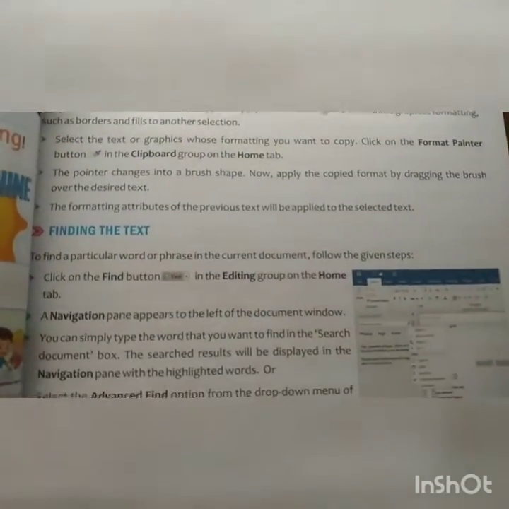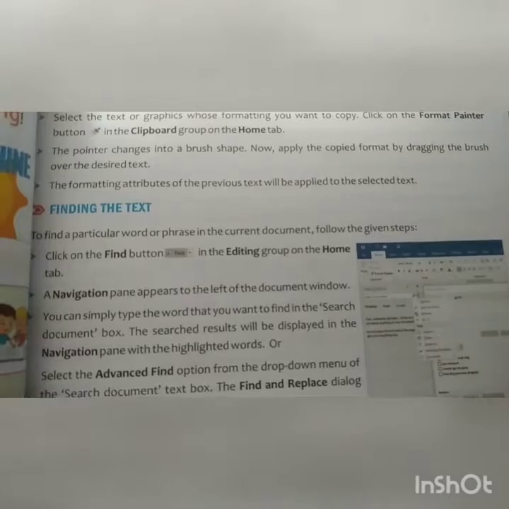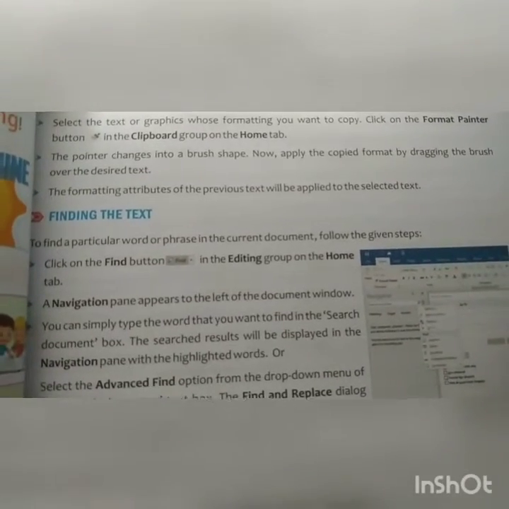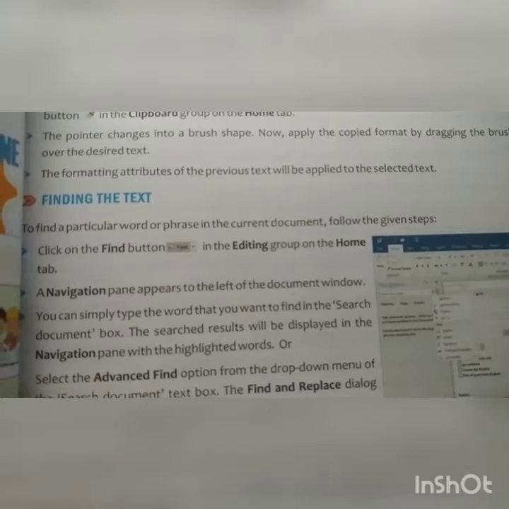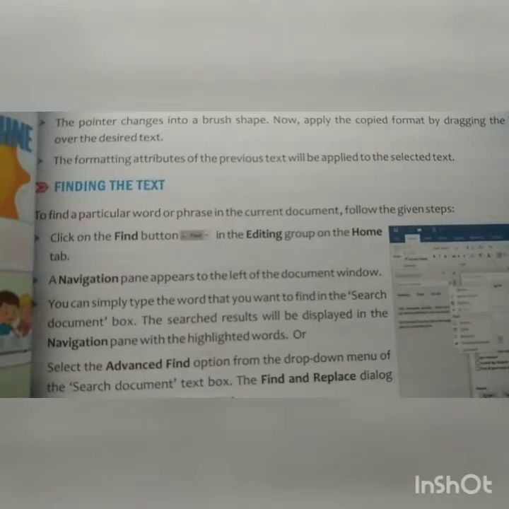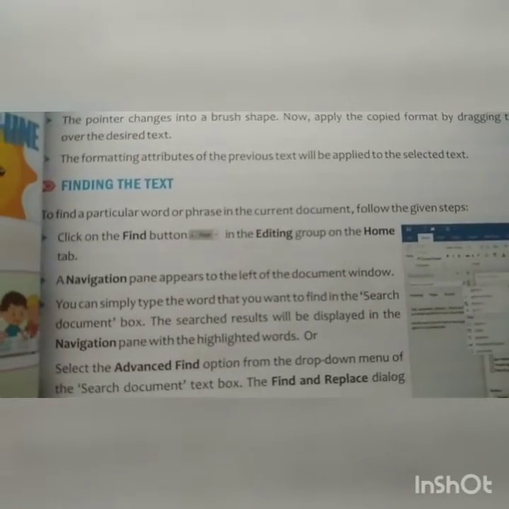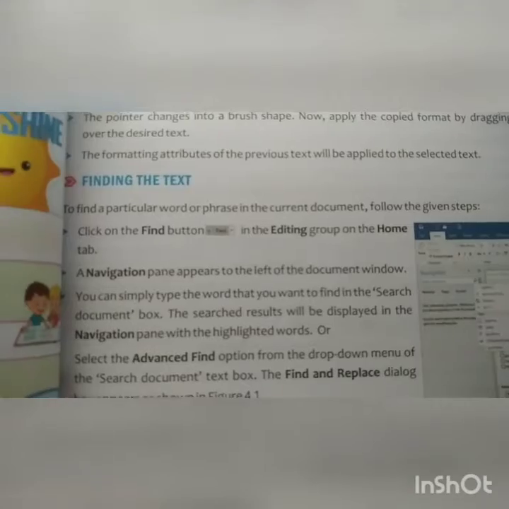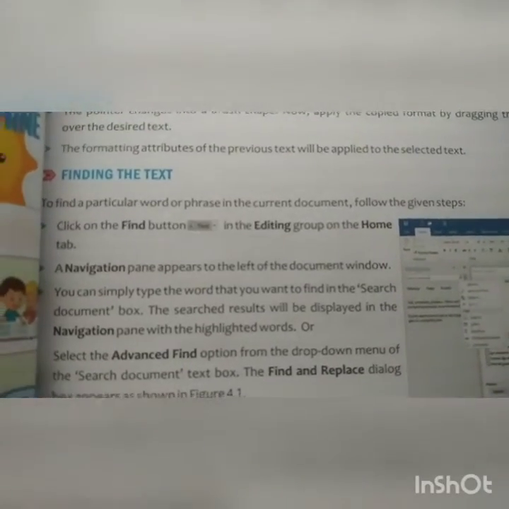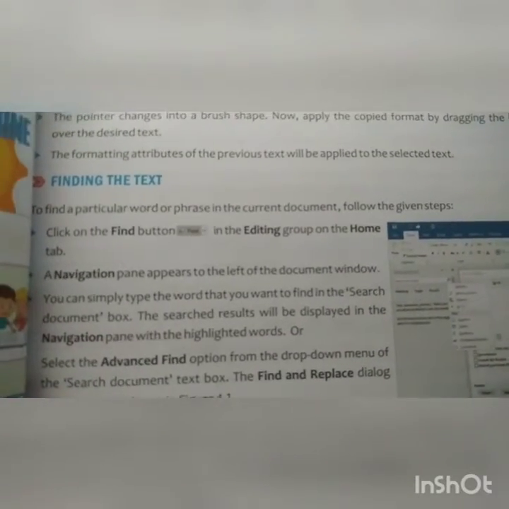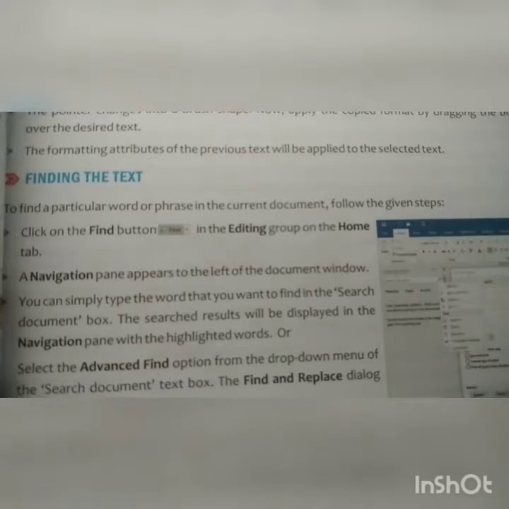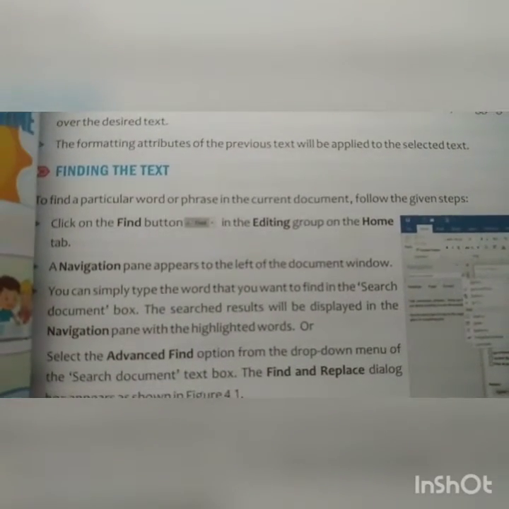Next is finding the text. Finding the text means we use a particular word many times in a document. Using this feature, if you want to find a particular word, you can use the Find option in the document. It specifies the option that you want to search from the paragraph, from the document, or in a single page, all the options.